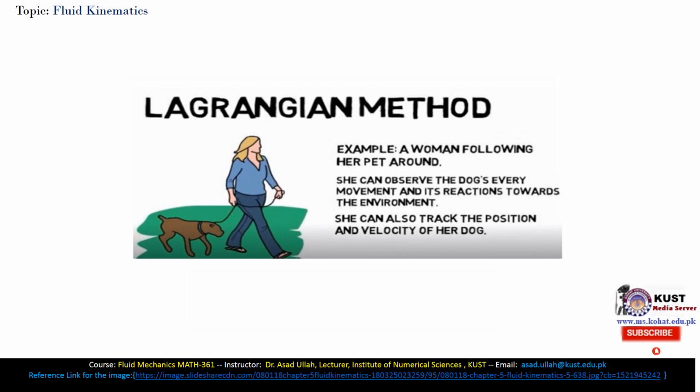Here we present a simple example for the Lagrangian method of specification in which a woman is following a dog. Now here we label the fluid particle as a dog because in fluid mechanics we are studying fluids and their properties, so we have just labeled the fluid particle as a dog. Now she can observe the dog's every movement and its reactions towards the environment. She can also track the position and velocity of her dog.